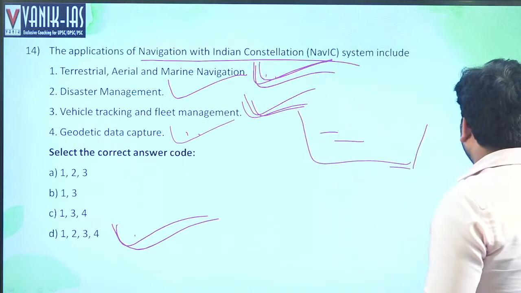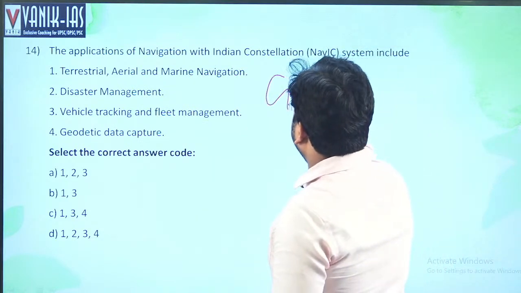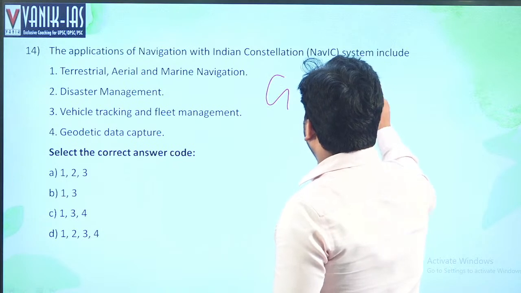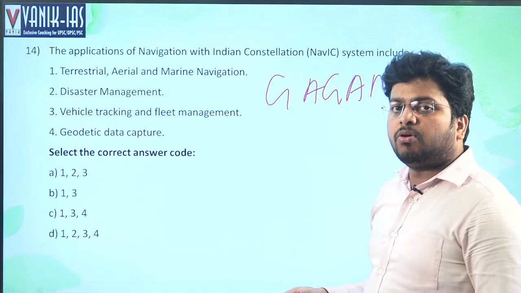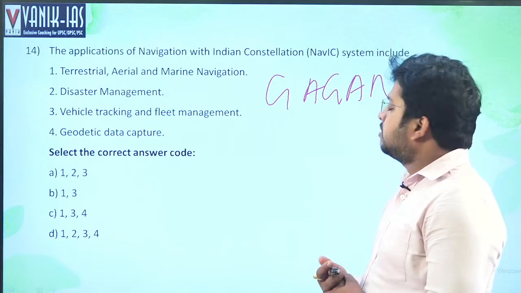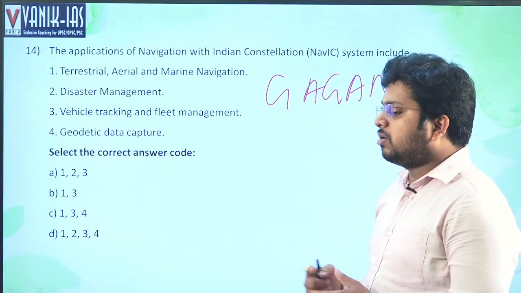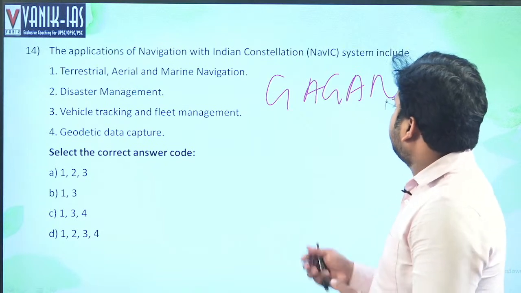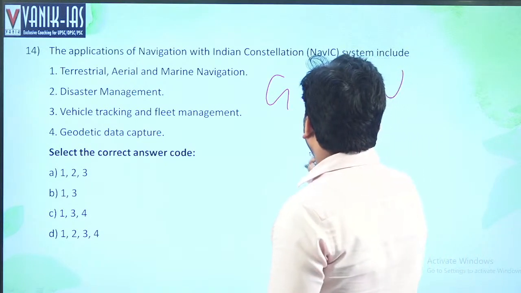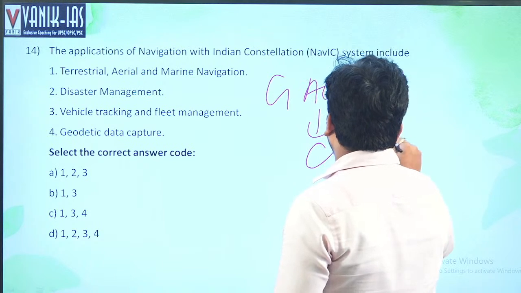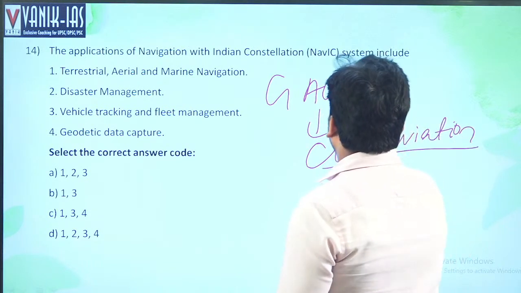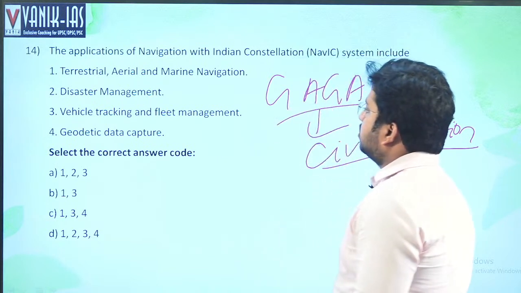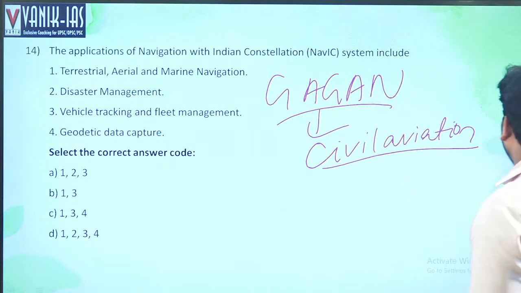We have also another system, that is the GAGAN system. What is the GAGAN system? GAGAN is GPS Aided Geo Augmented Navigation. It is used for navigation in case of civil aviation. In case of civil aviation, the navigation is provided by GAGAN, right? So here all the options are right.